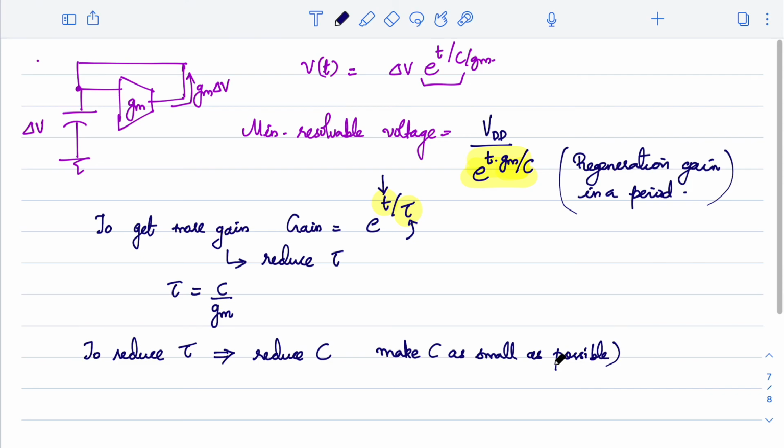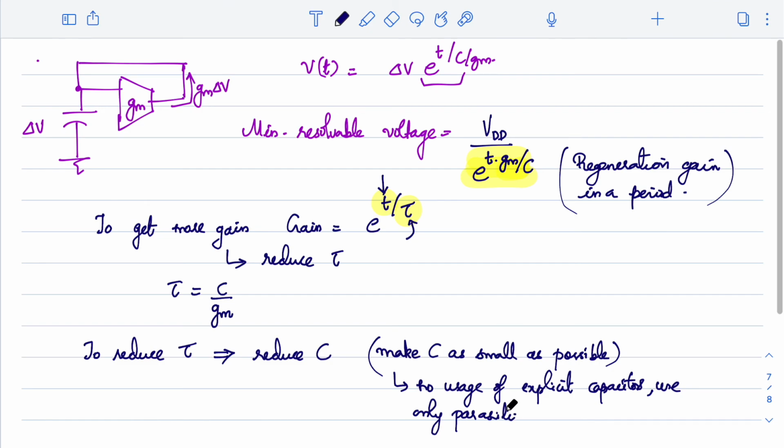The initial voltage that we have is taken across a capacitor, so that capacitor should be as small as possible. The meaning is, we should not add any explicit capacitor; rather we should use only the parasitic capacitance of the devices we have, which in our case is the parasitic capacitance of the MOSFET. All right.